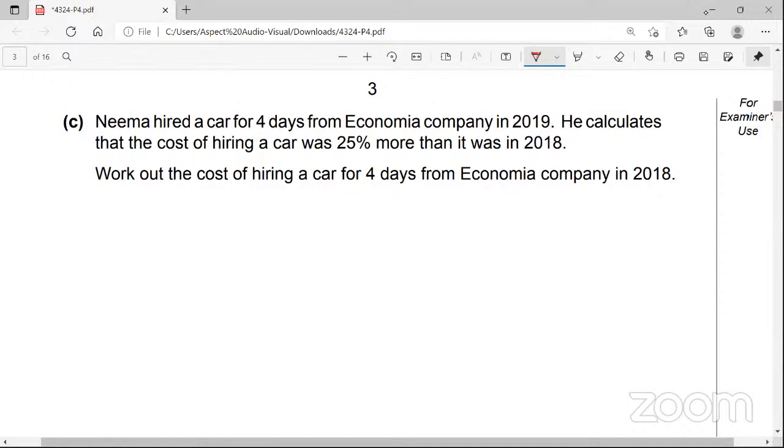All right. So it says that Neema hired a car for 4 days from Economia company in 2019. He calculates that the cost of hiring a car was 25% more than it was in 2018. Now, when you look at that, we work out the cost of hiring a car for 4 days from Economia company in 2018. When you look at this question, what comes to your mind? From which topic do you relate it to?